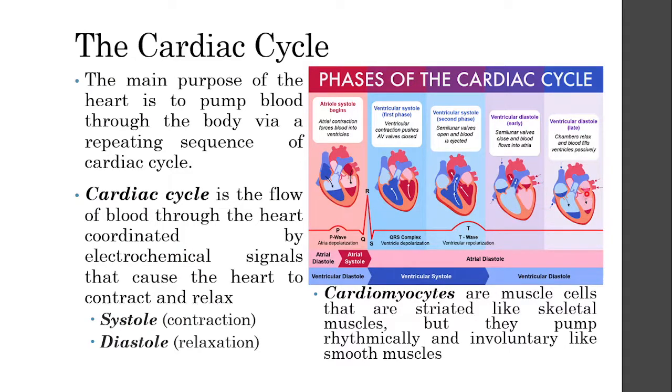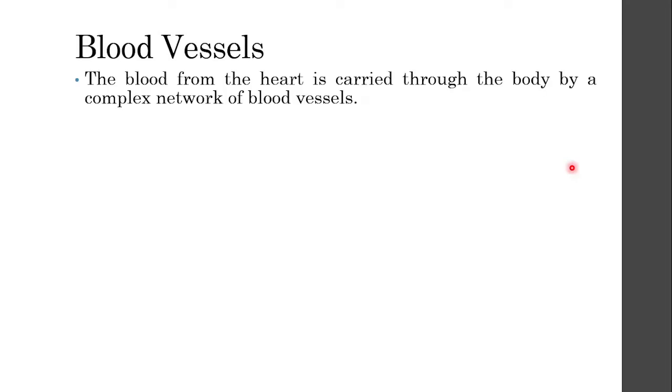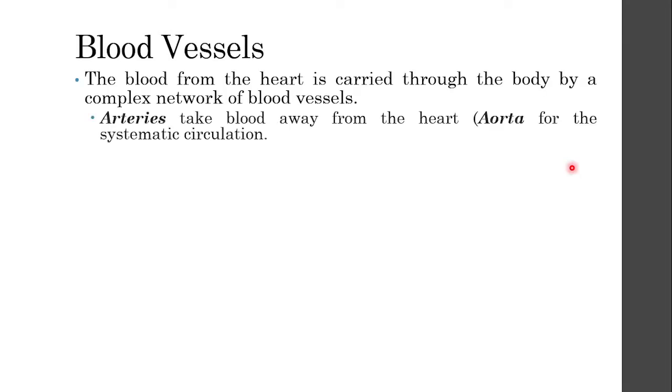So now we know that the blood exits our heart via our arteries. So we have the pulmonary arteries and the aorta. So what will then happen to our blood? Well, it will travel into our blood vessels. Blood vessels are very complex.